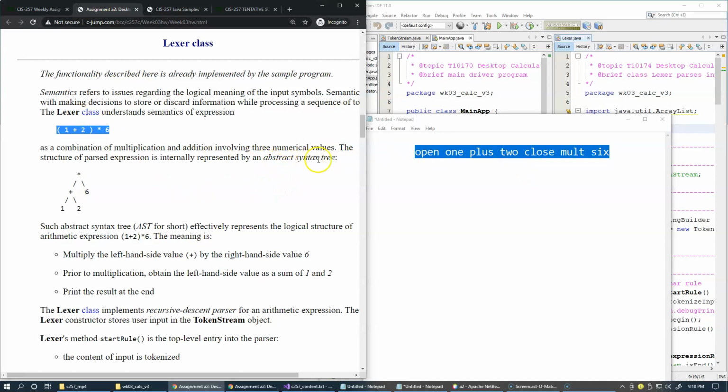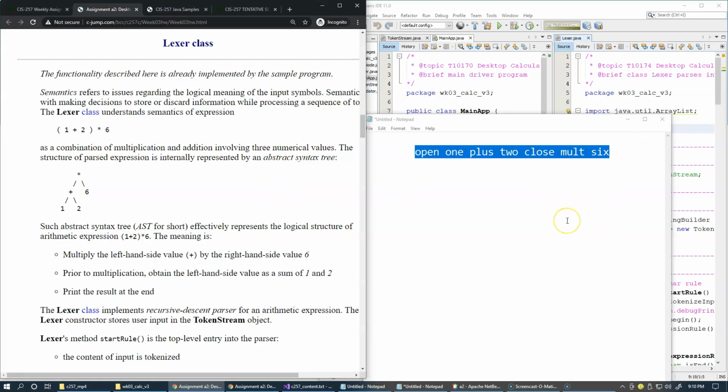So abstract syntax tree is abstracting itself away from the specific input language, grammar rules, whatever was used to specify this expression. So it effectively represents the logical structure of our arithmetic expression. And so this is no longer tied to any sort of parentheses or whatever we use to specify the entire expression. So that's why it's called abstract.